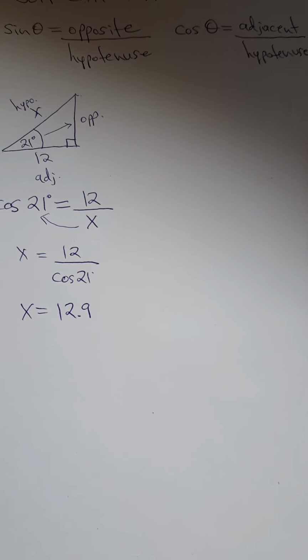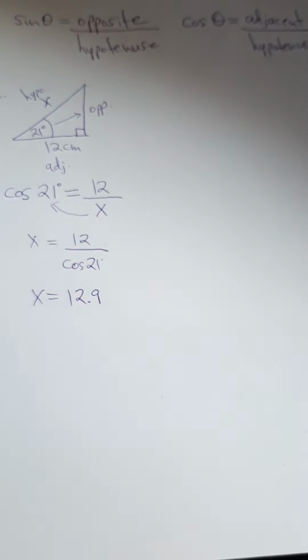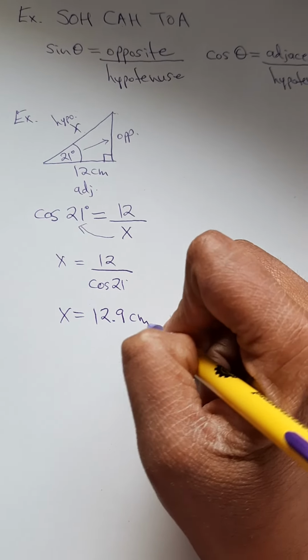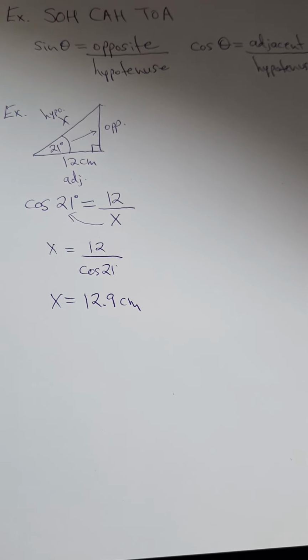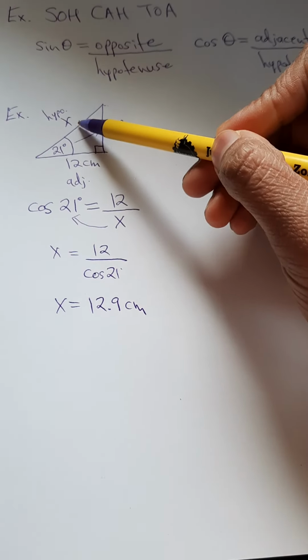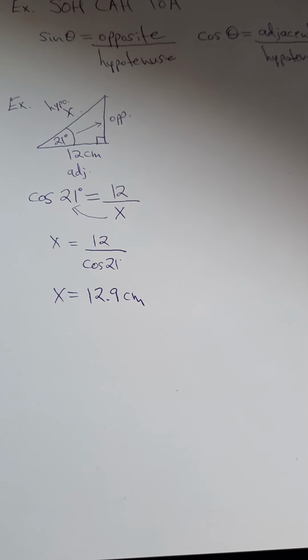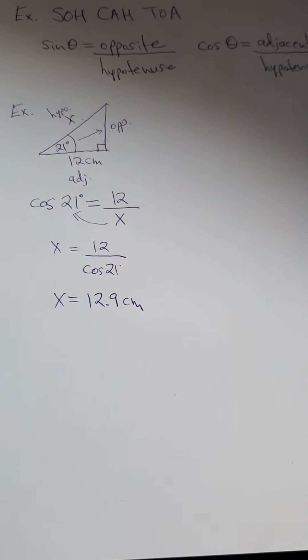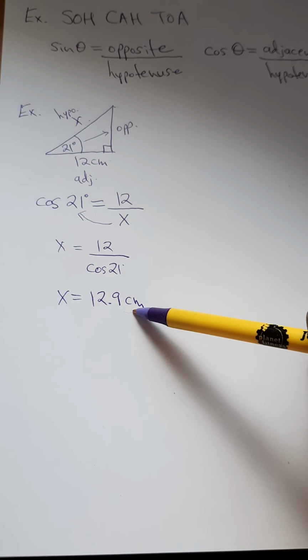Here it doesn't have any units, so let's maybe put units. Say it's centimeters. My answer should be in centimeters as well. A good way to check your answer is to make sure the hypotenuse, which is the longest side, has to be greater than each of the other sides given. In this case, it is. This side is 12 centimeters, but the hypotenuse is 12.9 centimeters.